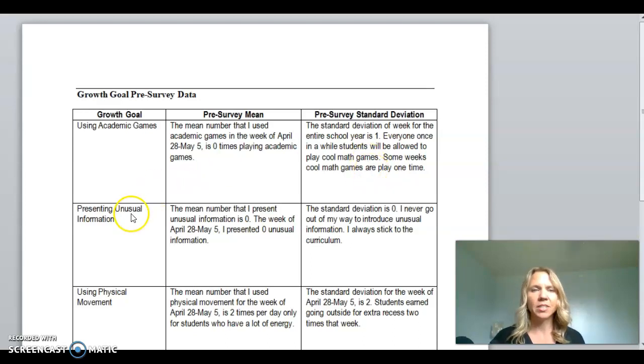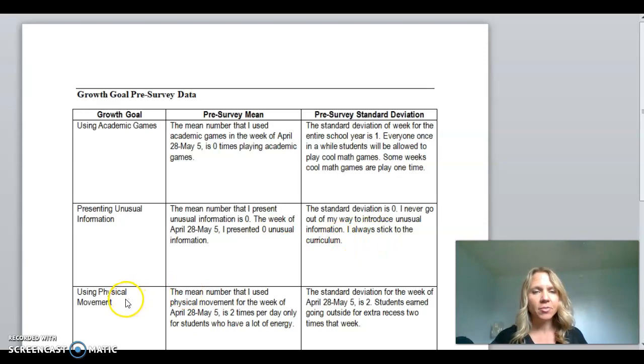Presenting unusual information. The mean number that I personally present unusual information is 0. The week of April 28th through May 5th, I presented 0 unusual information. So the standard deviation is 0. I never go out of my way to say, I'm going to just present some unusual information about this topic. I always just stick to the curriculum, just the basics, get it done. I mean, they might get unusual information from CNN 10 or their Scholastic News or guest speakers we have, but I personally don't even try to incorporate that.